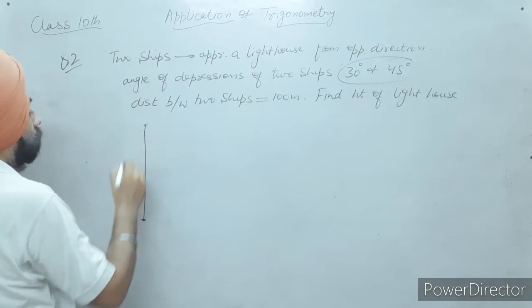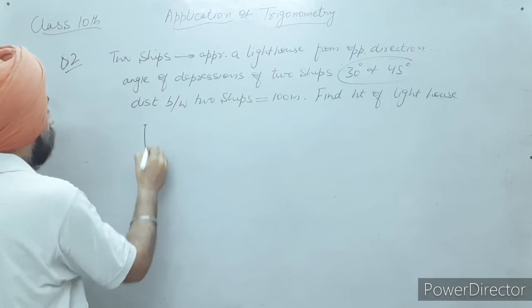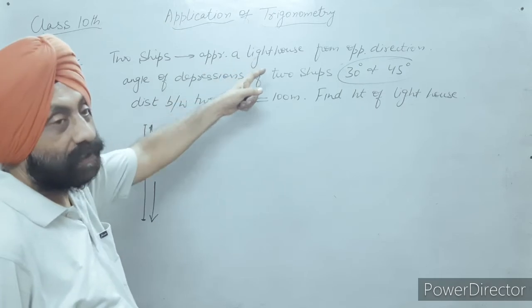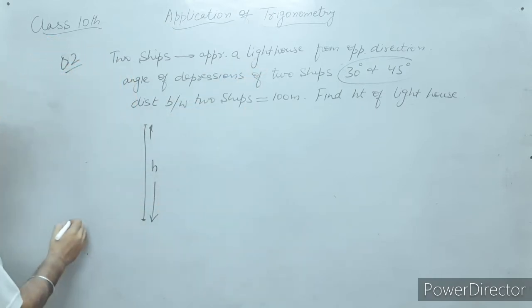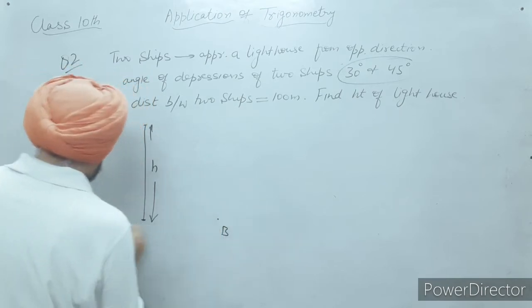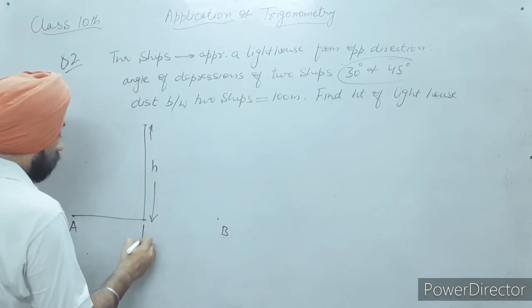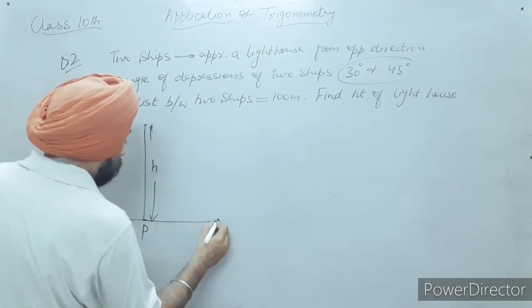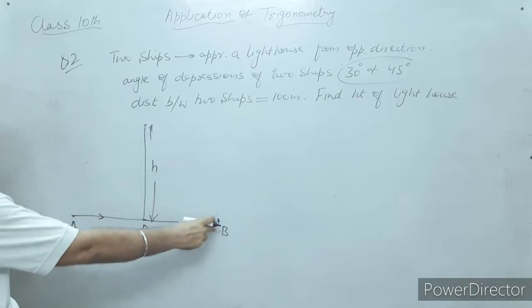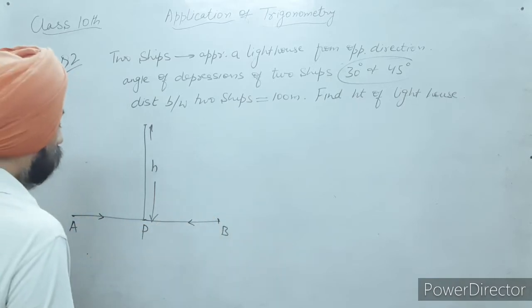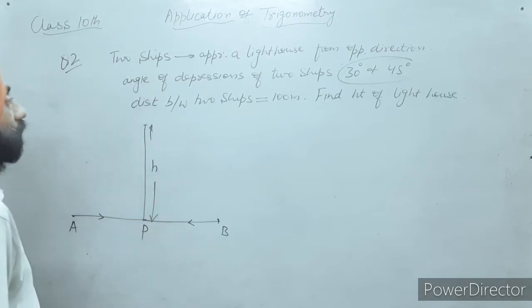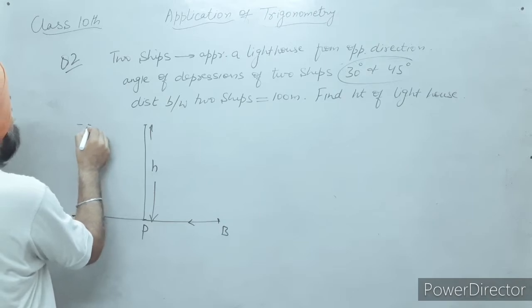This is the lighthouse. Let its height be h. Two ships are approaching the lighthouse from opposite directions. Let the first ship be here, and let the other ship be this. Now, this is P point, say. This is a B point. The ships are moving towards the lighthouse from the opposite direction, one from this direction, the other one from this direction. Angle of depressions of two ships. Let me draw the horizontal line.